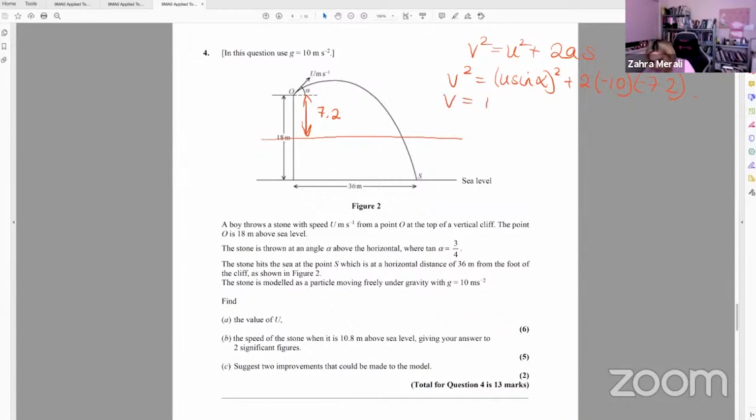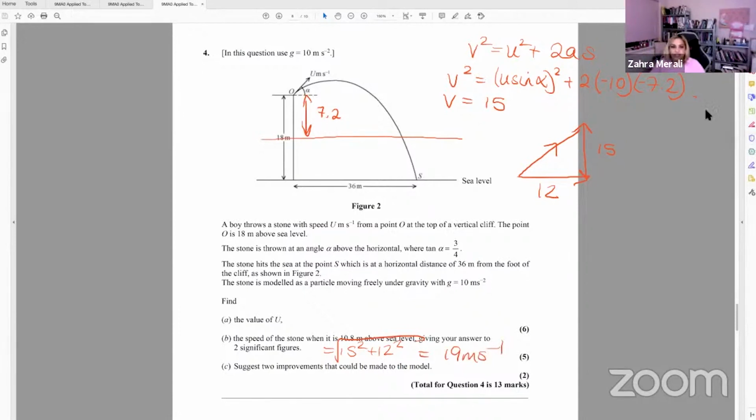So v equals 15, and that's our vertical speed. Our horizontal speed is simply u cos alpha. We found u to be 15, and cos alpha is 4/5, so that's just going to give you 12. And your speed is the magnitude, so your speed is going to be 15 squared plus 12 squared, square rooted, which gives you 19 meters per second.